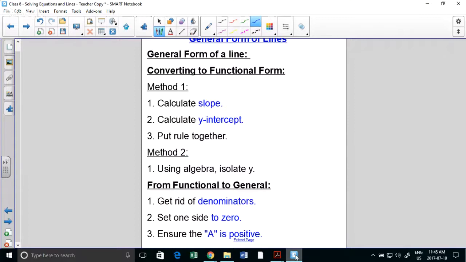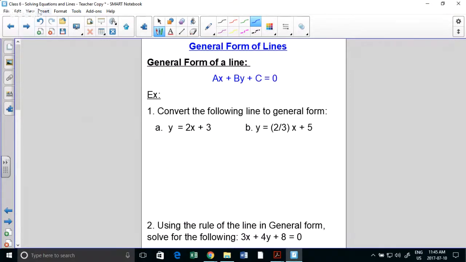No worries. All right. So converting to functional form. Basically, when I'm converting forms, all you want to do is follow the criteria for having that form. So for functional form, I need slope and y-intercept, so I need to get that stuff. For general form, I need whole numbers, one side 0, and A being positive. So let's take a look at what that looks like. Cool.